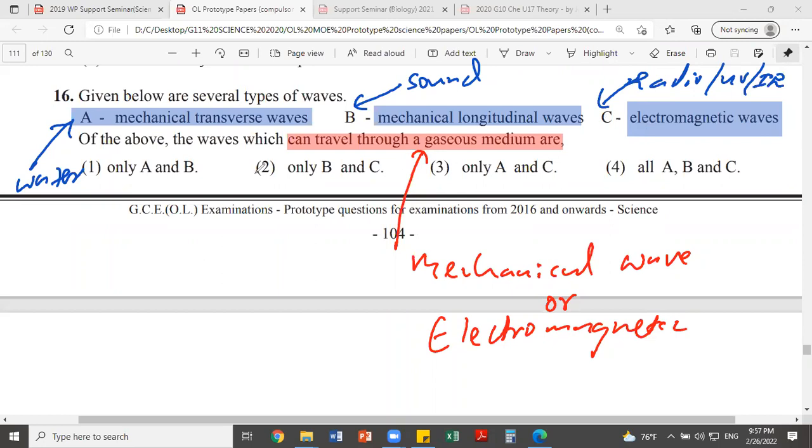So what is the answer? Now who can tell me the answer? At least I gave the example. See whether sound travels through gas. Can sound travel through solid? Can sound travel through water? Can water waves travel through air? Yes, because tsunami water waves, mechanical waves, can travel through air, through a gaseous medium.